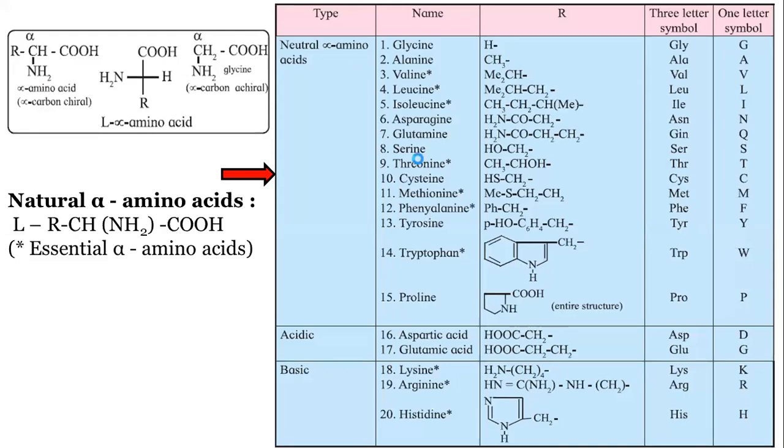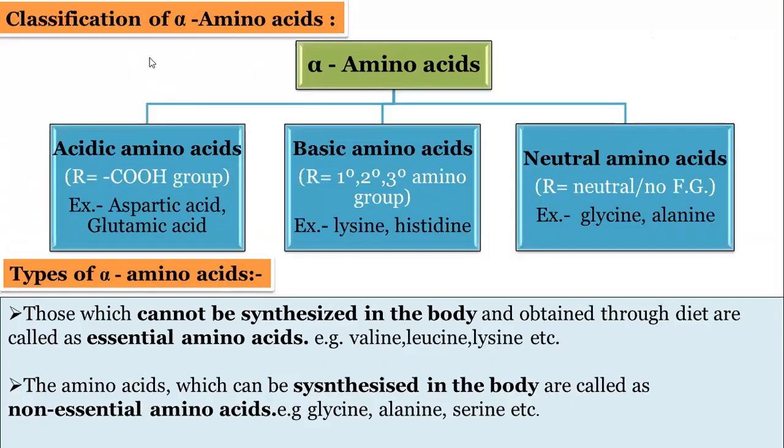The classification part was also completed yesterday. How are the alpha amino acids classified? Acidic, basic, neutral, depending upon this R group. When the R group is COOH, it is acidic. When the R group is basic, it is a basic amino acid. And when there is no acidic and amino group, it is called neutral amino acids.